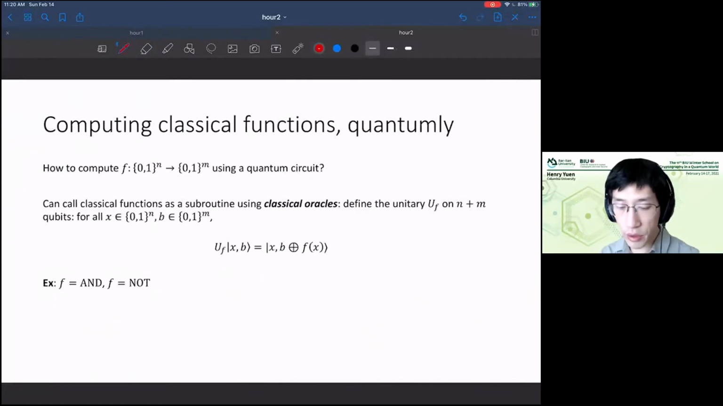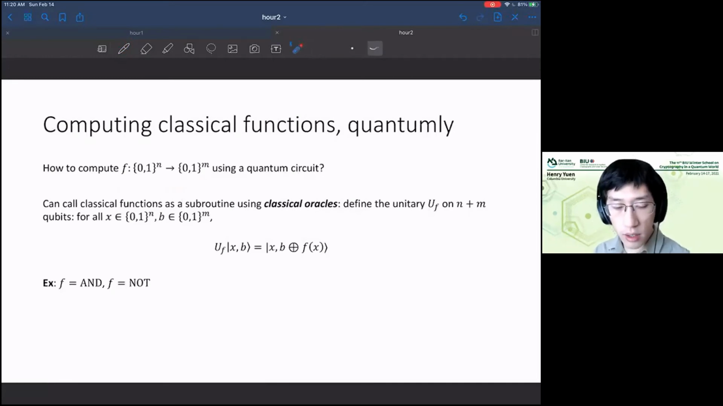we talked about universal gate sets. So now without loss of generality, you just assume that all the gates in your circuit just come from, say, Clifford and T. Let's talk about computing classical functions using quantum circuits. So let's say you have a classical function f, some Boolean function, maps n bits to m bits. How can you compute this using a quantum circuit?